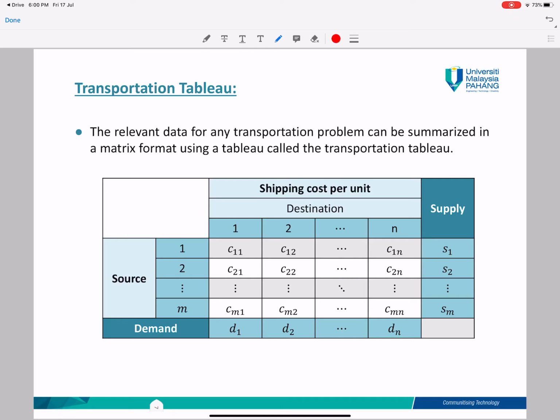Okay. Each transportation problem, usually we want to put it in a form of transportation tableau. Bila dia duduk dalam tableau, barulah senang untuk you solve. Kalau duduk dalam ayat, jenuh lah you nak solve kan? Okay. So, this is how we put the problem into a tableau, macam you buat dalam simplex method.